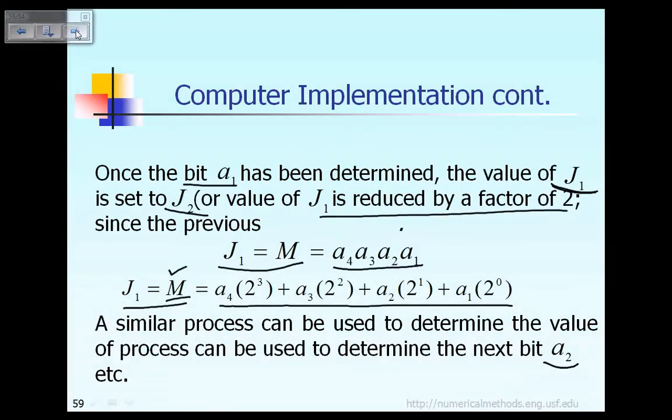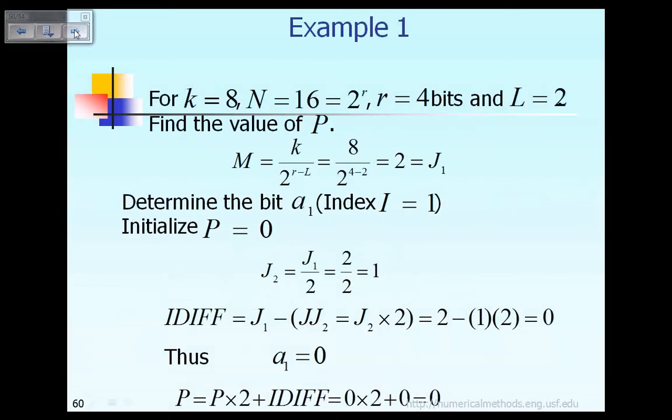calculate A1. So let me give you a numerical example to demonstrate the very detail. Let's say this is example number 1. Suppose we consider the situation where the index k equal to 8, capital N equal to 16, which is 16 data point, and that can be expressed as 2 raised to the power 4, and that means R must be equal to 4. And let me assume that we want to compute the intermediate vector F2 corresponding to level 2.